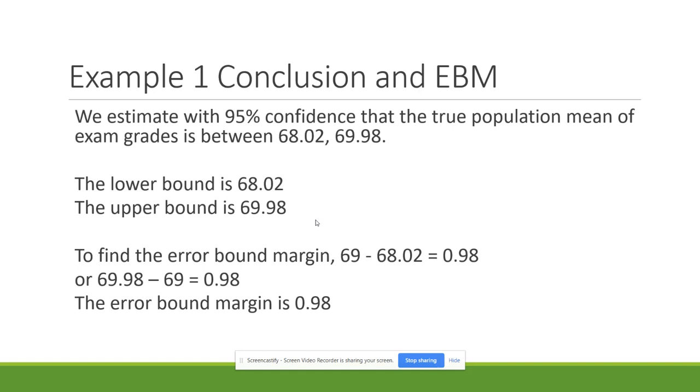All right, my final step. I'm given those two things from Minitab, lower bound and upper bound, and then I can find the error bound margin. I take the sample mean, which was 69, and subtract the lower bound from it to get 0.98. Or I take the upper bound and subtract the sample mean to get 0.98. Again, you can do it either way. They might be slightly different, so when you're doing the homework and the practice problems, they might be a little bit off, but as long as you're in the ballpark range, you're fine. So for this problem, the error bound is 0.98.